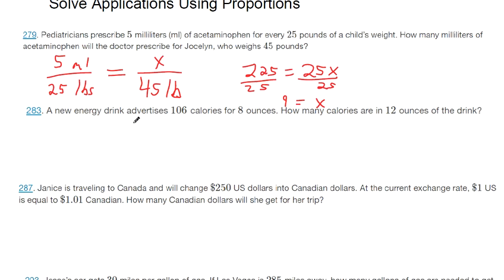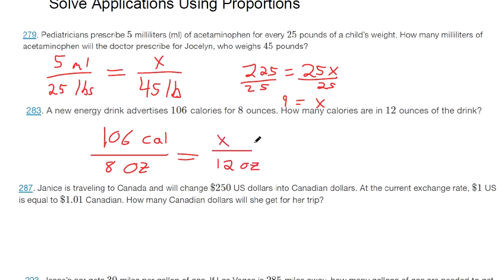A new energy drink advertises 106 calories for 8 ounces. By the way, you could have got the last one right if you had pounds over milliliters, if you switch both of them. Okay. How many calories are in a 12-ounce drink? So 12 ounces goes down here, and we don't know the x amount of calories up here. So that's our proportion. Solve it by cross multiplying.